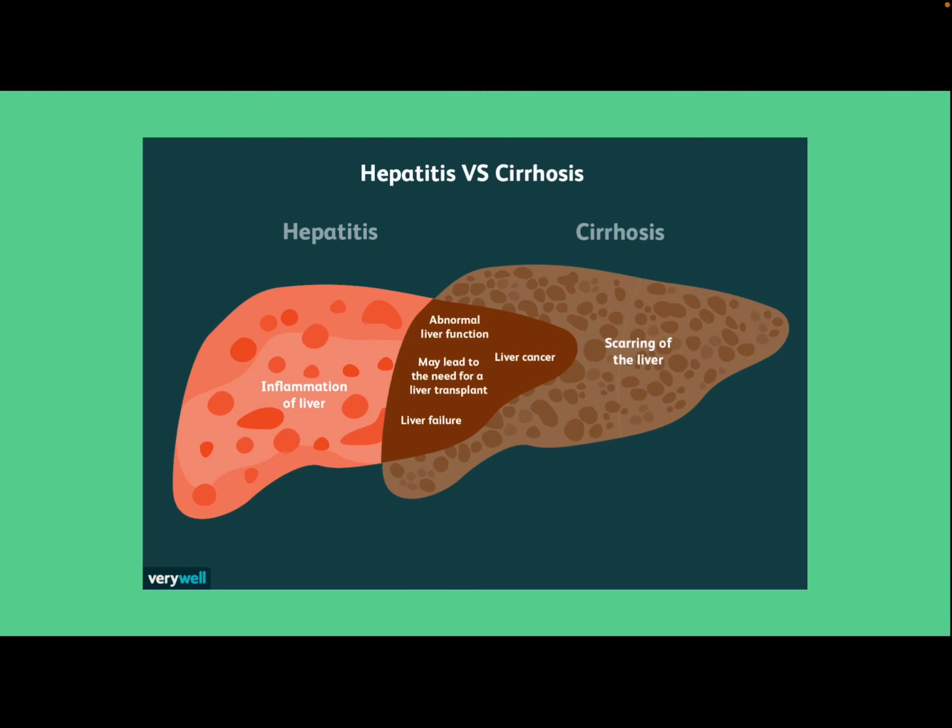This picture compares, almost like a Venn diagram of livers, the difference between hepatitis and cirrhosis. As you can see, hepatitis is more of an inflammatory condition and has more of that pinkish color, whereas cirrhosis involves the scarring of the liver. However, they overlap because both of them produce abnormal liver functions, can lead to liver cancer, may need a liver transplant, and can ultimately lead to liver failure.